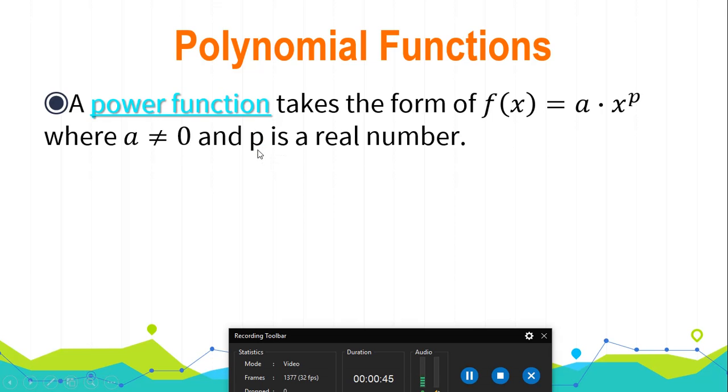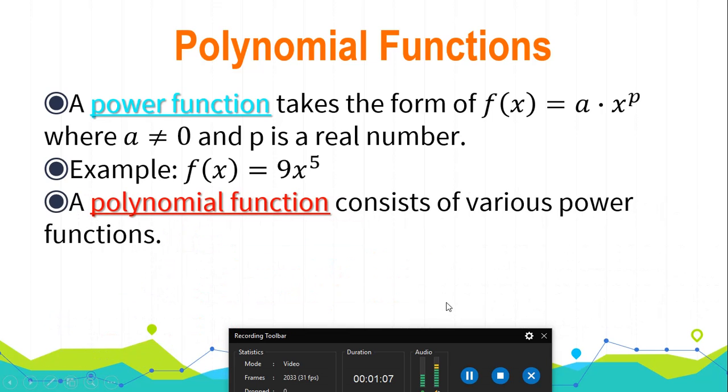P has to take the form of a real number, but we know from our previous chapters that real numbers are positive and negative integers, they're decimals, they're fractions, so they really can take a variety of forms. So this is a power function. We're raised to the 5th power.